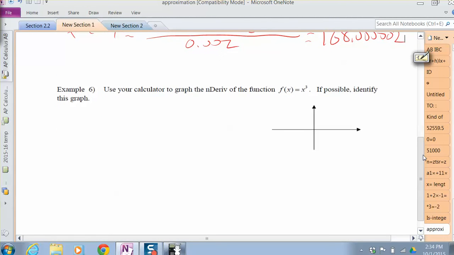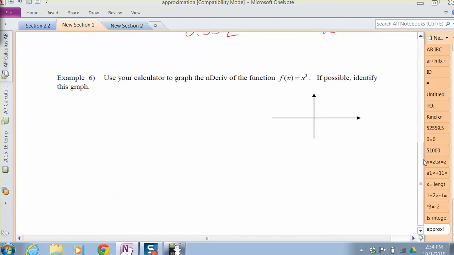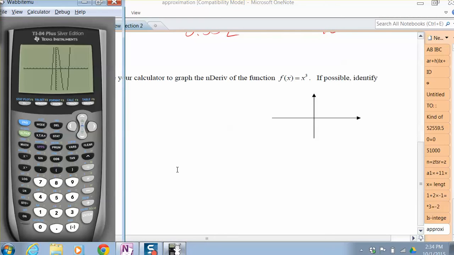Use your calculator to graph the nderiv of the function f of x equals x cubed. If possible, identify this graph. So how do you graph a derivative? Well, let's first type in x cubed. Very easy. Then I'm going to go to alpha window, nderiv. So I'm going to let the calculator graph the derivative of y1. So if I plug in x, alpha trace, y1. So the calculator is now going to graph y1 first, then graph the derivative of y1.